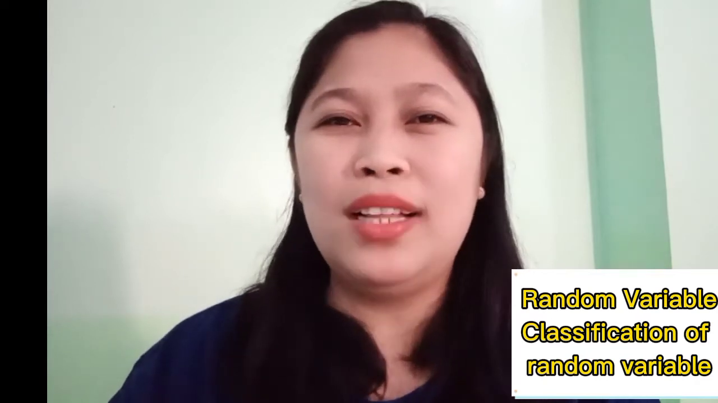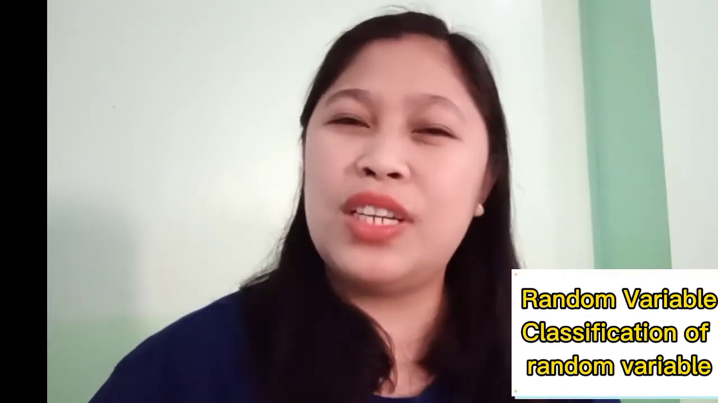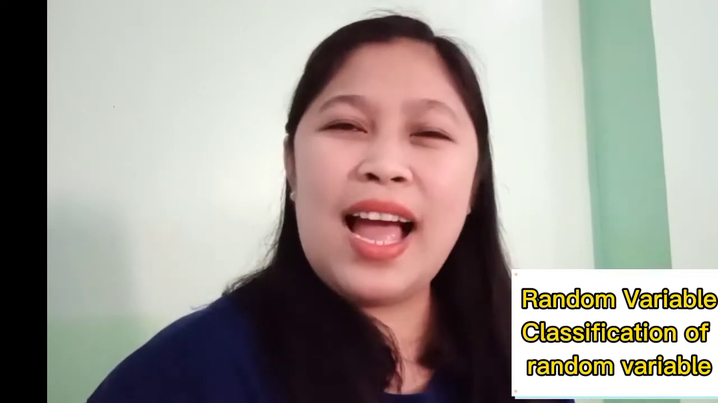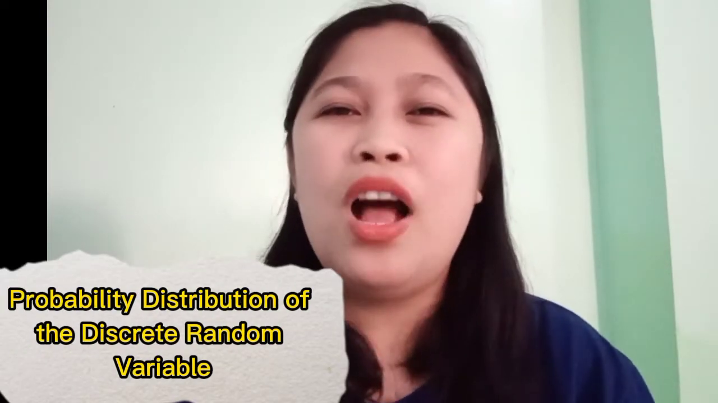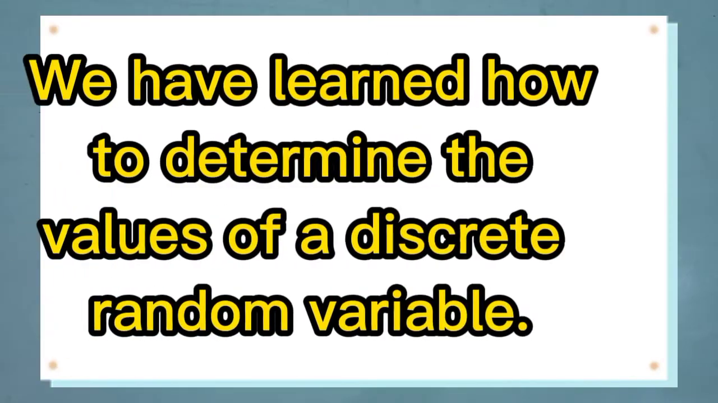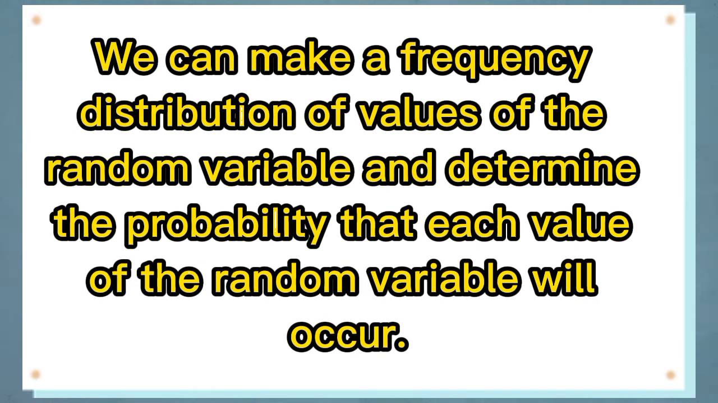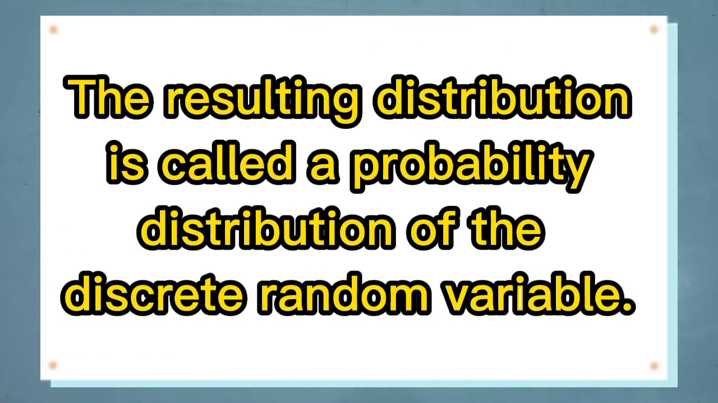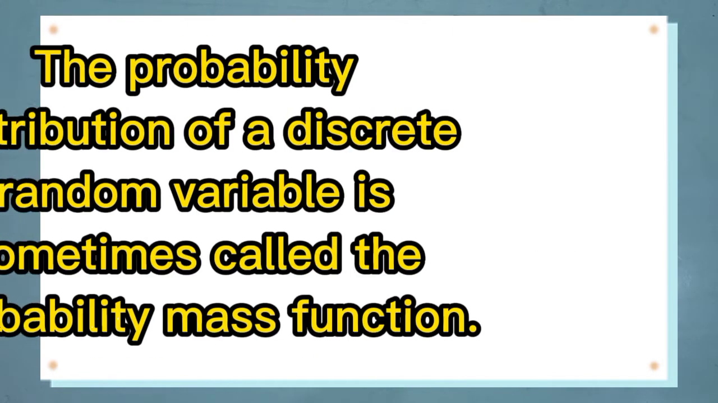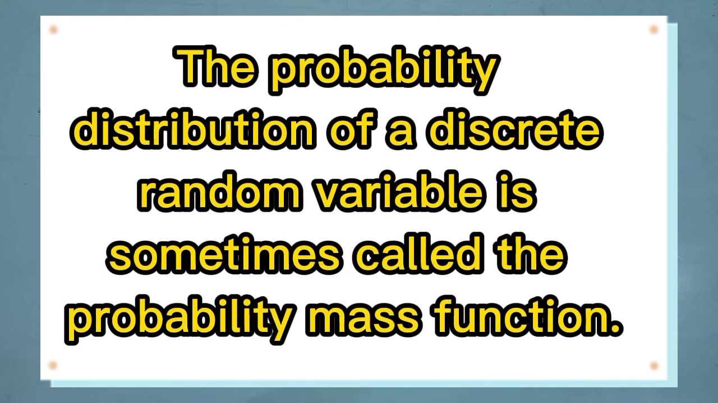After discussing the definition of the random variable and its classification as continuous and discrete random variable, let us now discuss the probability distribution of a discrete random variable. We have learned how to determine the values of a discrete random variable. We can make a frequency distribution of the values of the random variable and determine the probability that each value will occur. The resulting distribution is called a probability distribution of the discrete random variable. It is sometimes called the probability mass function.